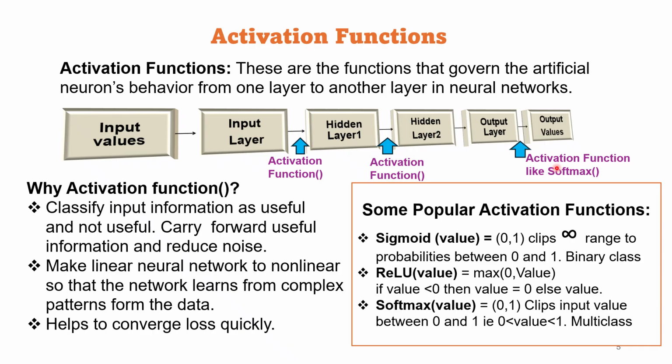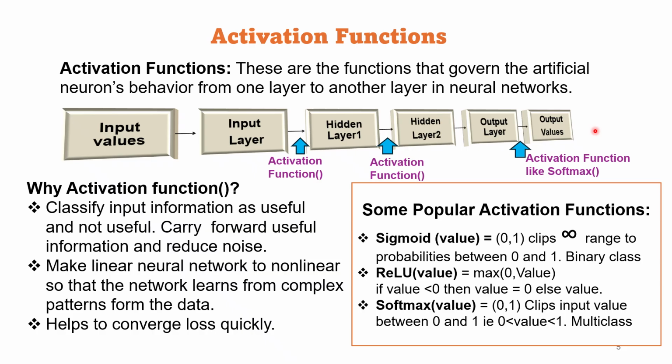Activation functions can be applied at each stage of hidden layers, which is input to the next layer, or activation function can just be applied on the output layer to produce output values. There are several activation functions. The most popular activation functions are sigmoid, ReLU, that is rectified linear unit, and softmax.